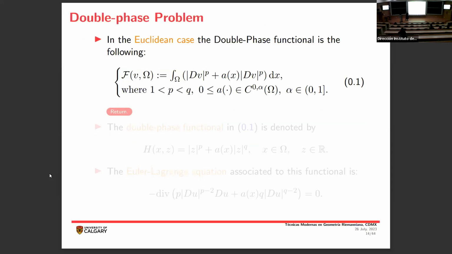Okay, so all this was the brief introduction. I hope you understood the connection between variational methods, which is the thing that I enjoyed the most, and metric measure spaces. But we are interested in the double phase problem.